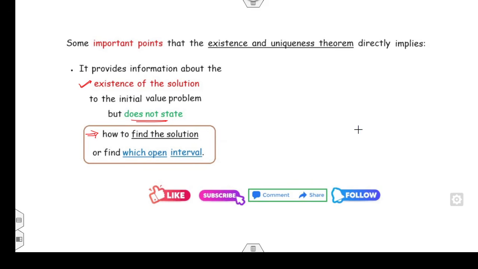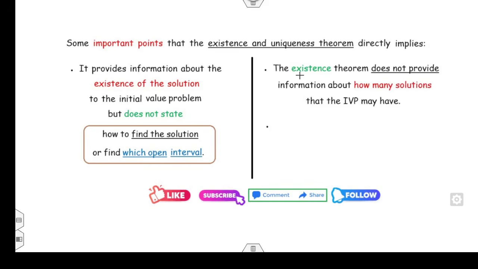Second point: the initial value problem or the existence theorem does not provide information about how many solutions we have. As we can see, the existence and uniqueness theorem will provide you only about the uniqueness. But what about infinitely many solutions? They will not give us that.